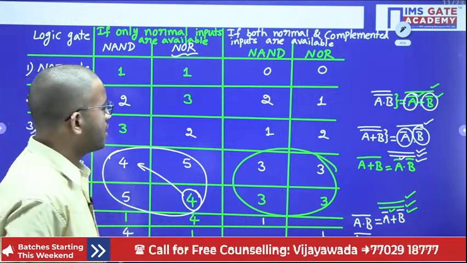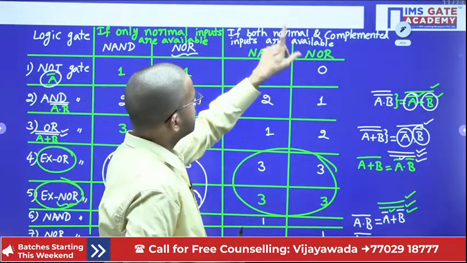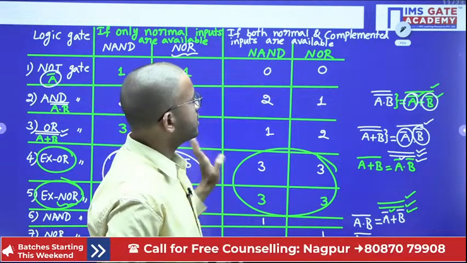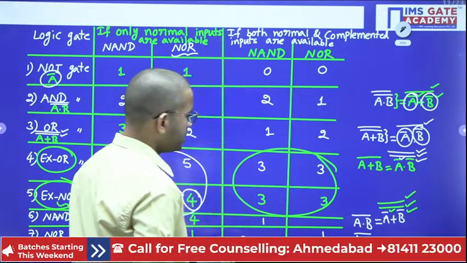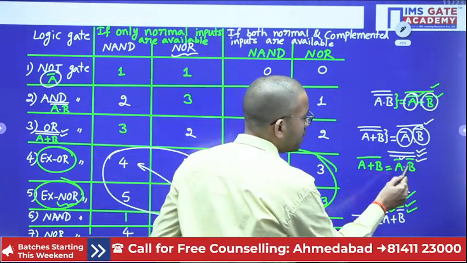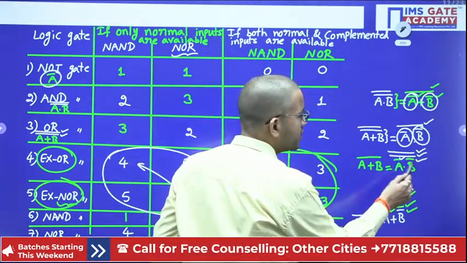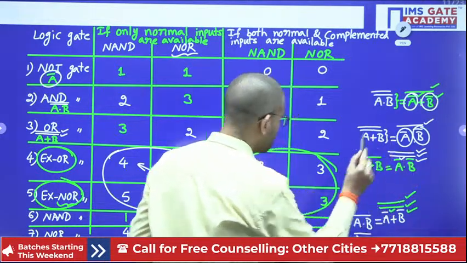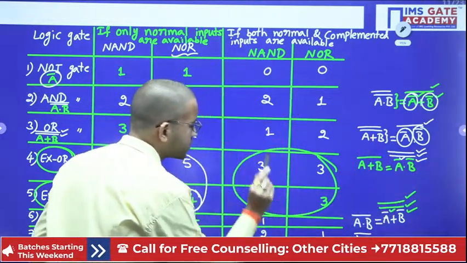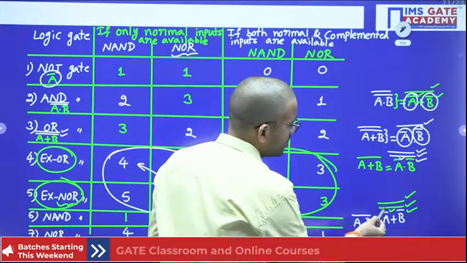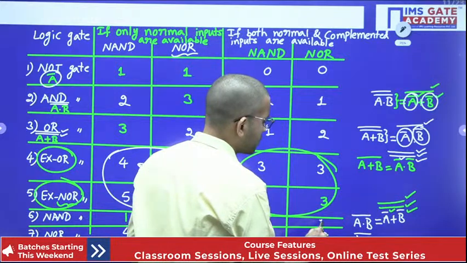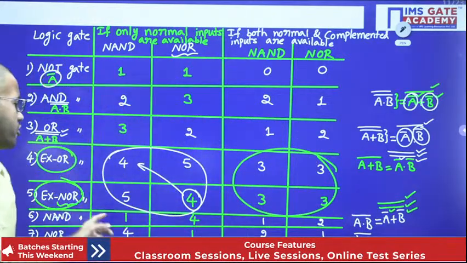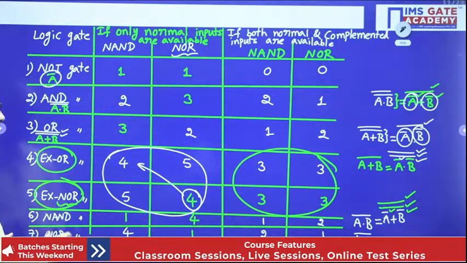Now in this context, if both normal and complement inputs are available, what is the answer? Let us see. First of all, with respect to the NAND gate, here A bar, B bar are already available. So you have no need of 2 logic gates. That means only 2 are sufficient. And similarly here, A bar, B bar already available, so only 2 are sufficient. Just for practice, I have added these 2 gates also.